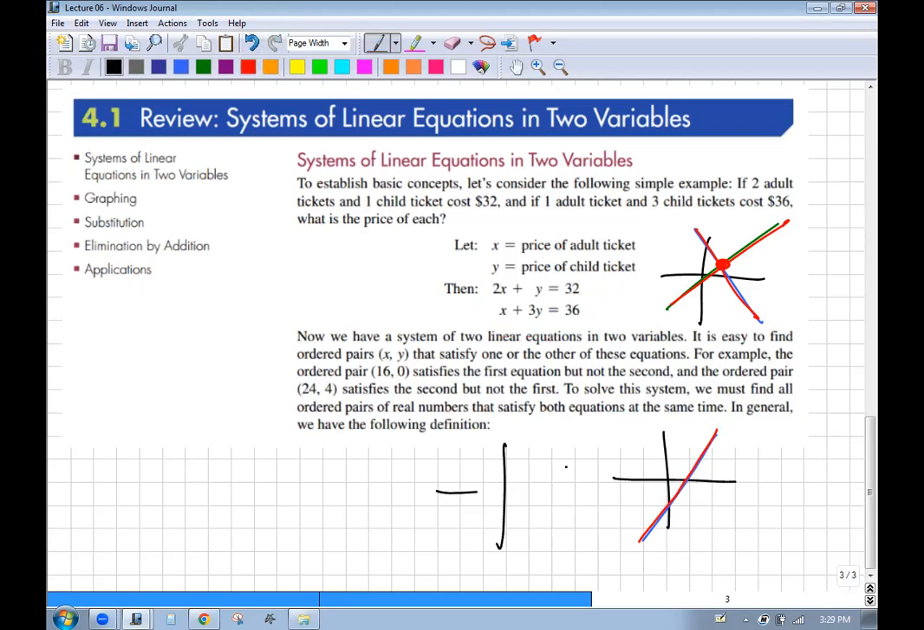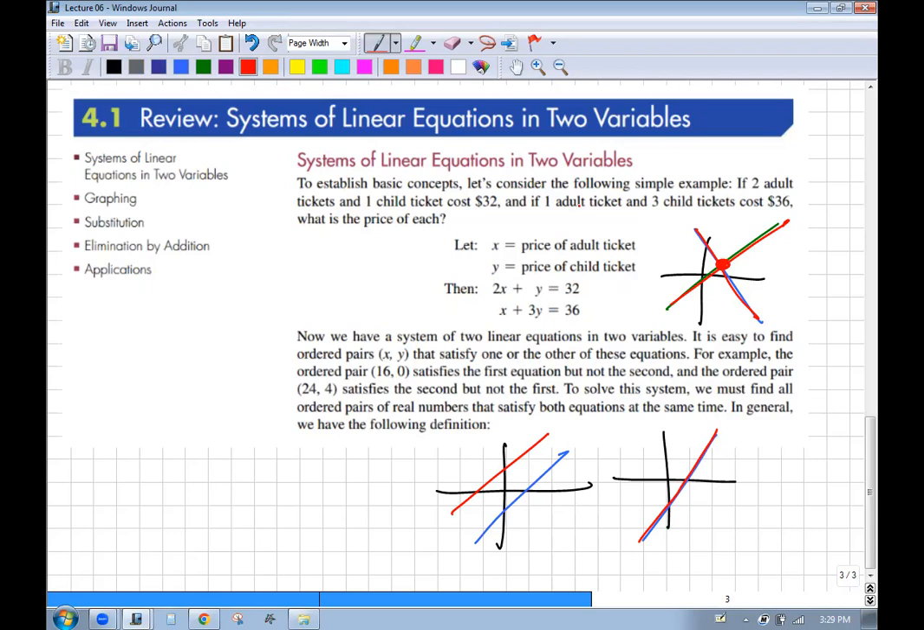Or you could have, here's one set of solutions, here's the other. If these lines are parallel, there may be no solutions that satisfy both of them at the same time. All right, so that's what's going on visually, or graphically, I should say.